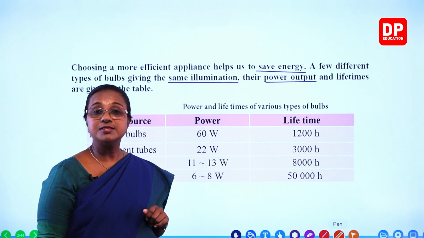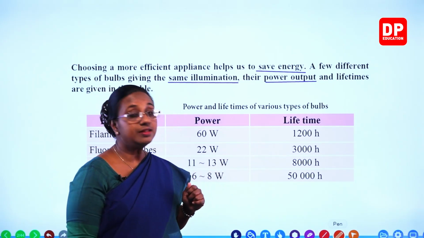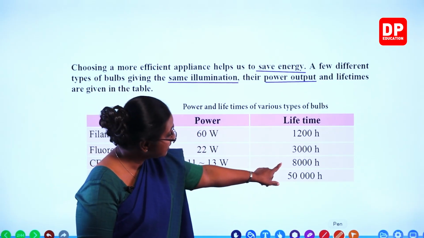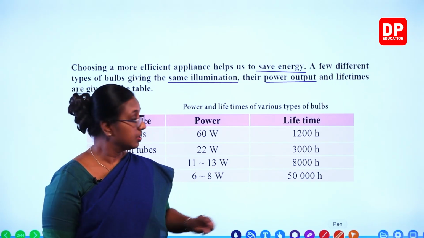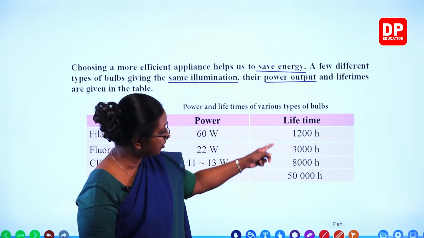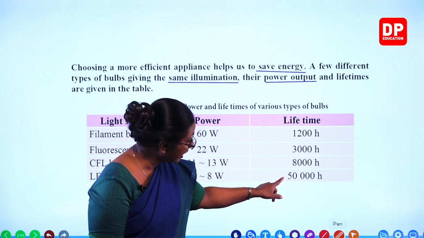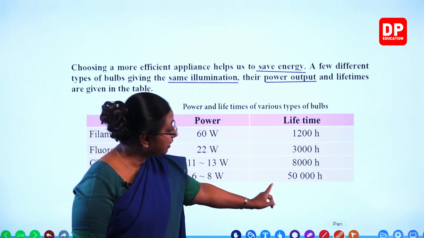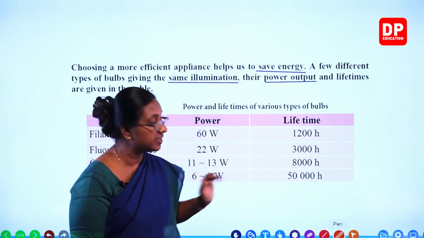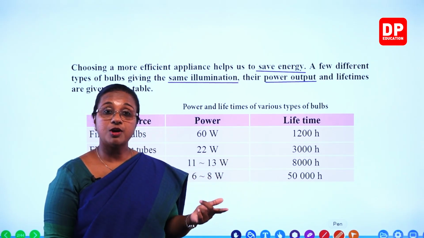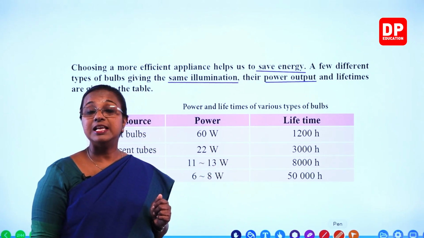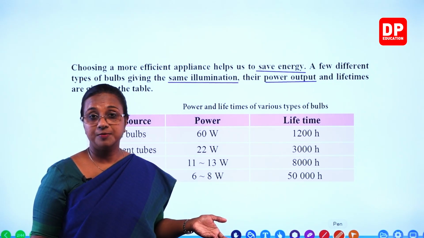Then if you look at the fluorescent lights, that's 3000 hours. So more than filament bulbs. Then CFL, it's 8000 hours. So a much longer lifetime compared to the first two types. And if you take the LED bulbs, 50,000 hours. Very much higher compared to the first three types: filament, fluorescent and CFL. Compared to all three, the lifetime of LED bulbs is very, very high.